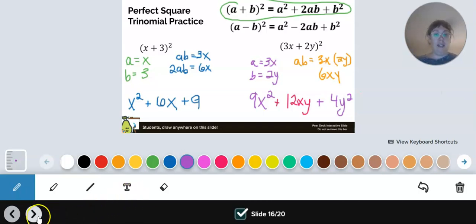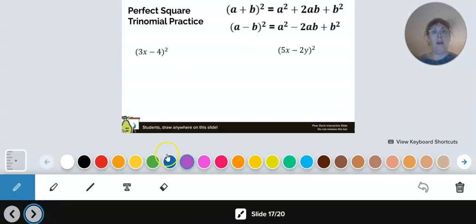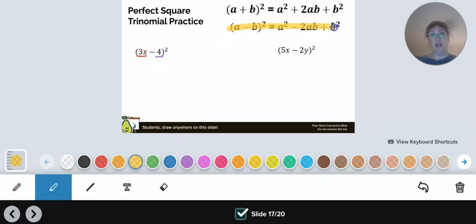Push ahead to slide 17 when you're ready. There we go. We got one more here. Okay, so our first term is 3x. Our second term is 4. And we do have subtraction for these ones, so we're going to use this one with subtraction.